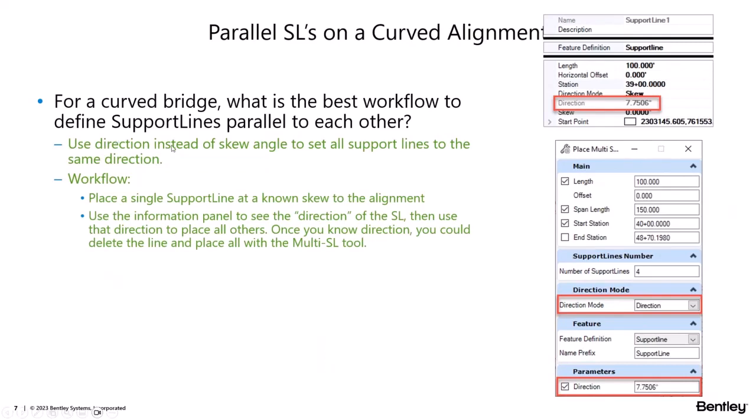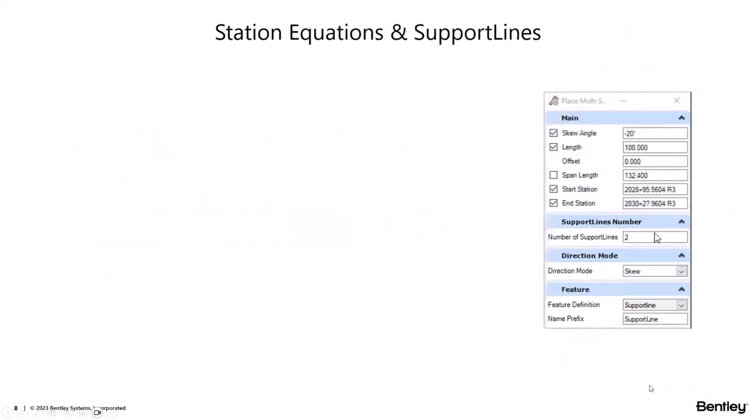So the other option is just place that one support line with the skew angle, then go back and select that support line, and in the properties window you'll see a direction field there. We can use that direction when we go to place support lines, because there is a direction mode here, and this can be set to skew or direction. The default is skew, but if you do set this field to direction, then you're given an additional toggle down here that you can turn on and input that direction, and then all of your support lines will be at that exact same bearing or azimuth, however you have your design file settings set.